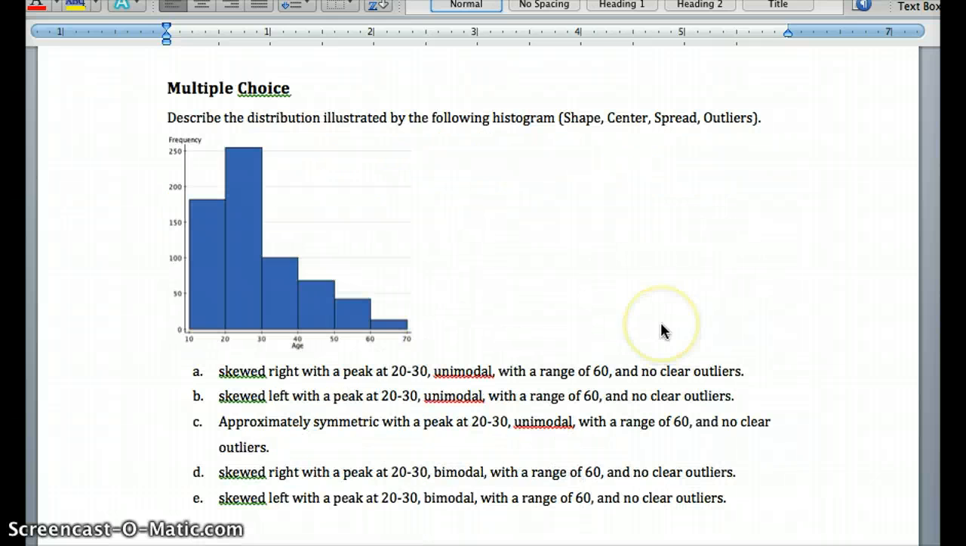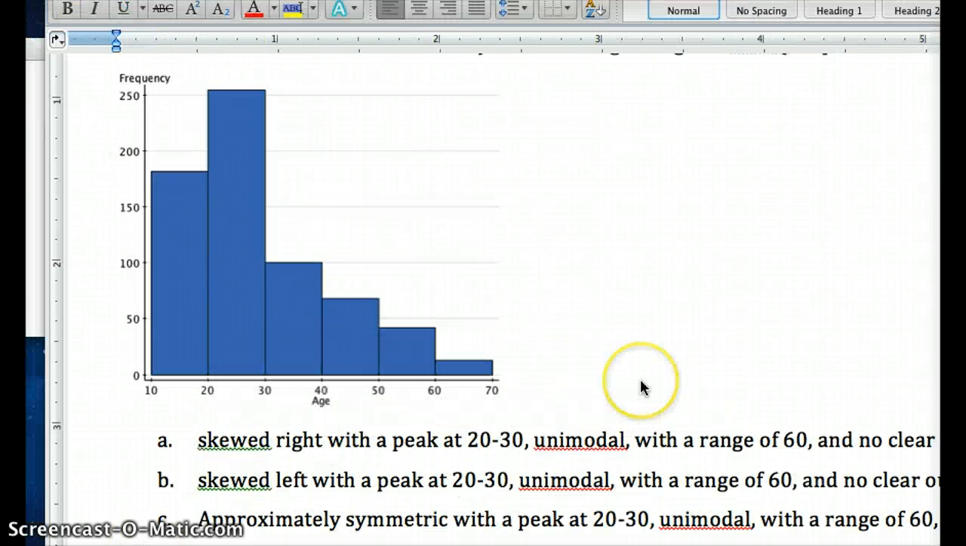Okay, here's your multiple choice question. I want you to describe the distribution there. Is it skewed right, skewed left? Is it approximately symmetric? Where is the peak? Does it appear to be unimodal, bimodal? And what's the range? It's got no clear outliers, so you're given that. So remember, we want to describe shape, outlier, center, spread, SOCS. Here is a zoomed in version of it in case it was difficult to see the other version.